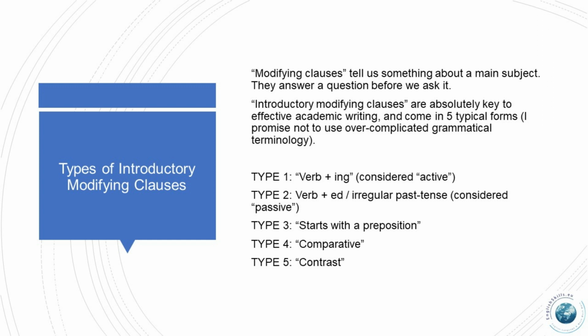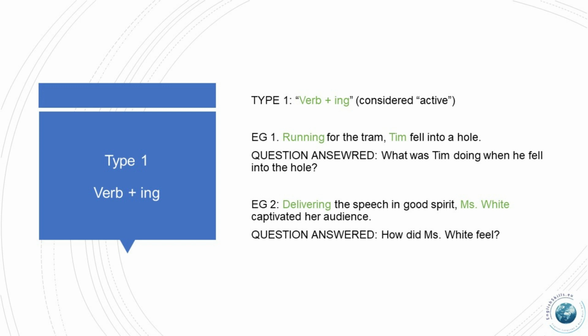We'll look in detail. Type 3, if a modifying clause, especially an introductory modifying clause, starts with a preposition, words such as in, for, upon, by, etc., that's something that we can actually then focus on as a modifying clause of a main subject. Type 4, comparative. Type 5, contrast. Comparison is when you look at similarities. Contrast is when you focus on the difference. Here we go. We're going to look at each of these and then we'll do a quiz.